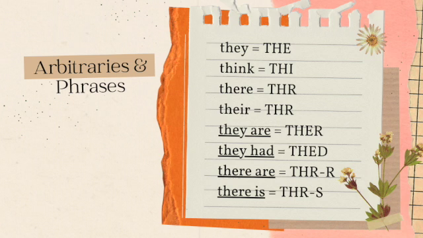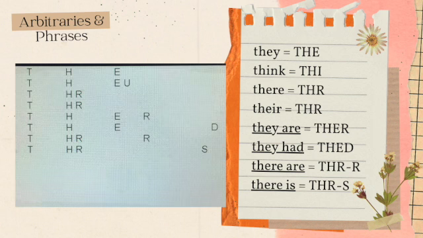Now these are the arbitraries and phrases for lesson 15. They, think, their, both THERE and THEIR, the same strokes. Then they are, they had, there are, and there is. On the left screen, they: initial TH, vowel E. Think: initial TH, vowel I. There for both THERE and THEIR: that's THR. They are: initial THER. They had: initial TH, vowel E, final D. There are: initial THR, final R. And there is: initial THR, final S.